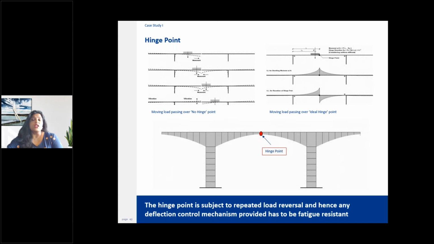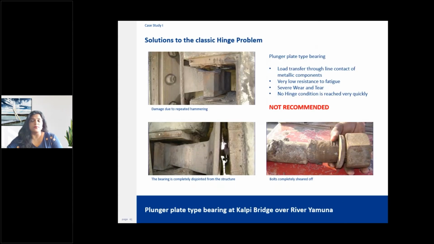In the very initial attempt to address this problem, a metallic plunger type bearing was used. But fatigue-induced stress due to repeated hammering effect caused the steel components to wear out in a very short time. This can be seen in the topmost photograph, and also the extent of the damage can be seen in the bottom right photograph, where the bolts are completely sheared off.